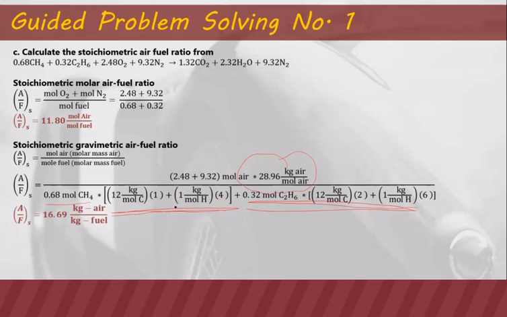So that is why our gravimetric air-fuel ratio is 16.69 kilogram air per kilogram of fuel. So this is our answer for letter C, the stoichiometric air-fuel ratio on a molal basis, and then for the gravimetric air-fuel ratio.